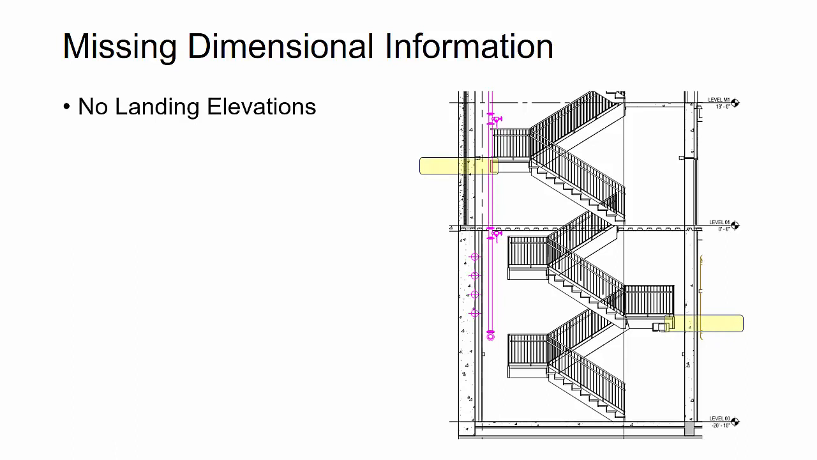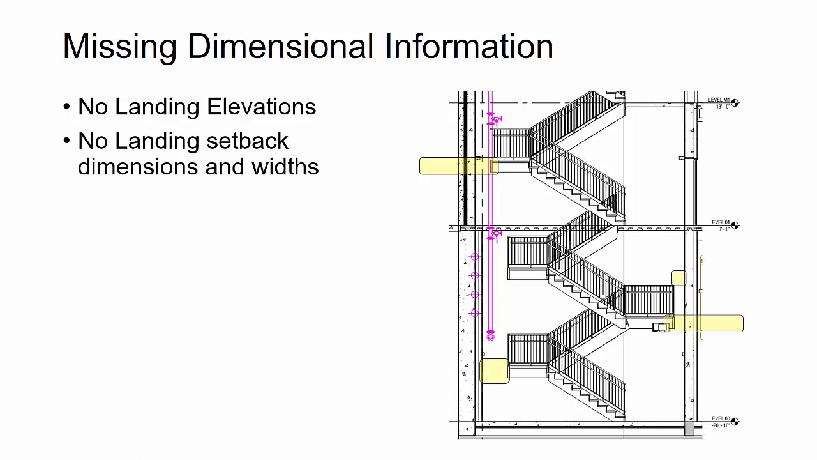Here we can see that we're missing landing elevations on this set of architectural drawings. We can clearly see how many landings the architect wants us to put in, but we don't know the exact elevations. We also don't know some of these landing setbacks. It doesn't look like the landings actually go all the way to the walls of the enclosure of the stair, and none of these are dimensioned, so we'd want to understand exactly what's going on here. Then there's no nosing point dimensions.